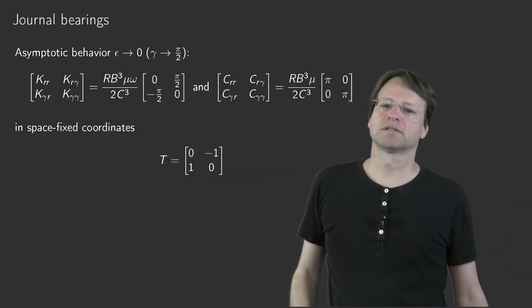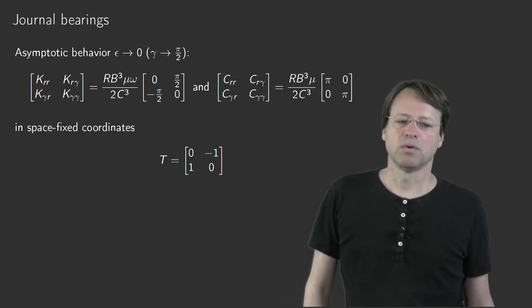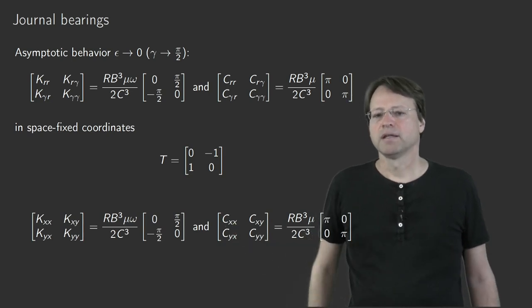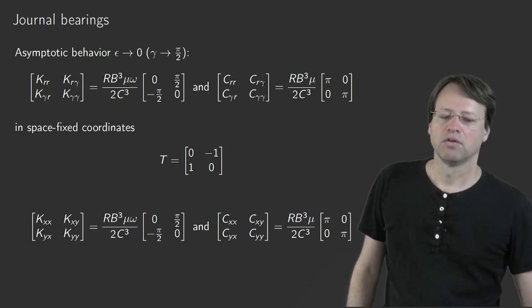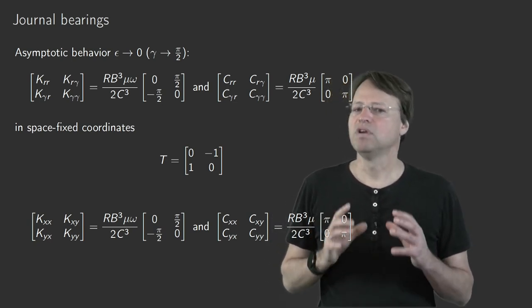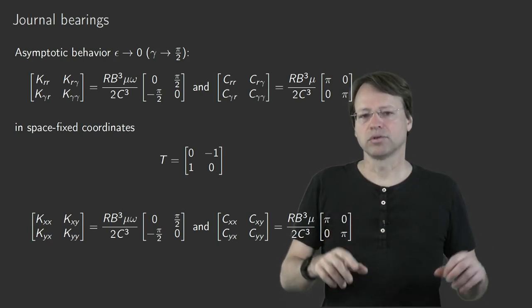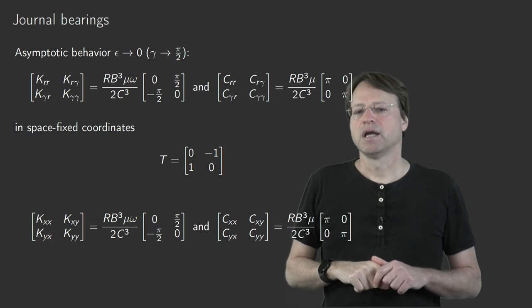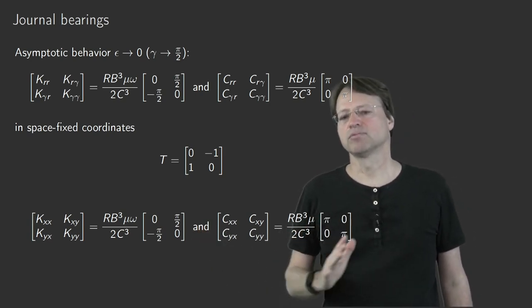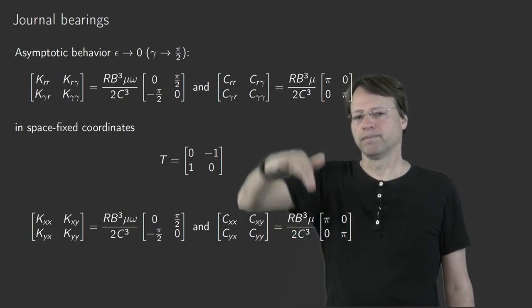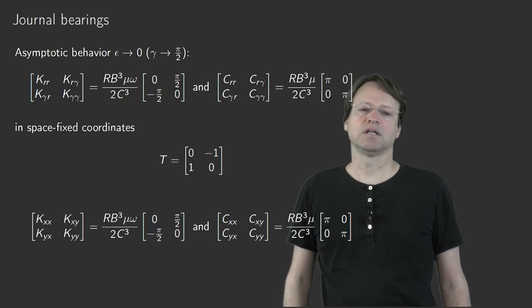Now in space fixed coordinates, for gamma equal to pi divided by 2, our transformation matrix is just 0, minus 1, 1, 0, and therefore that asymptotic behavior does not change. And this is really a problem. This is the root cause for all the stability problems that we will encounter for rotors. We will study rigid rotors and Jeffcott rotors, so rotors that are rigid and rotors that have a flexible shaft and a rigid disc in journal bearings. And all these rotors will face stability problems due to the fact that asymptotically we come into a situation where a force acting vertically is answered by a reaction or by a displacement in horizontal direction.